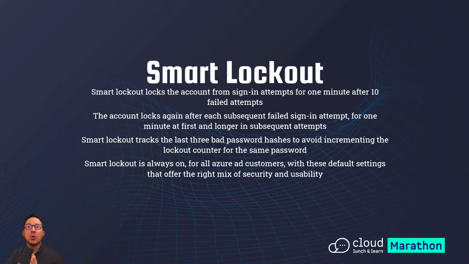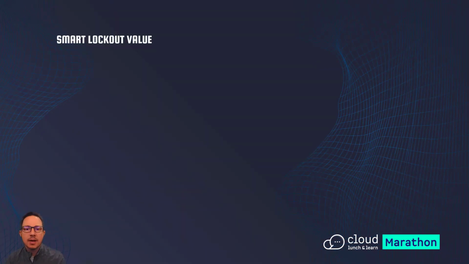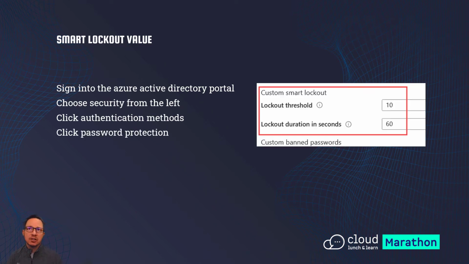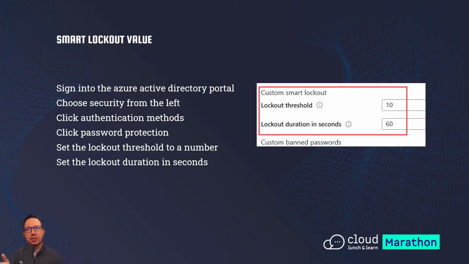And then smart lockout is always on. So for every Azure Active Directory customer, these settings are there by default, and there's nothing that you actually have to do. So it gives you the balance of security versus usability. Now the values for this are available in the Azure Active Directory portal. You can choose security from the left, click password protection, and then you get these 2 options that are available here. So the lockout threshold and of course the duration in seconds. And those are the default values, which is 10 for lockout and 60 seconds for the duration.